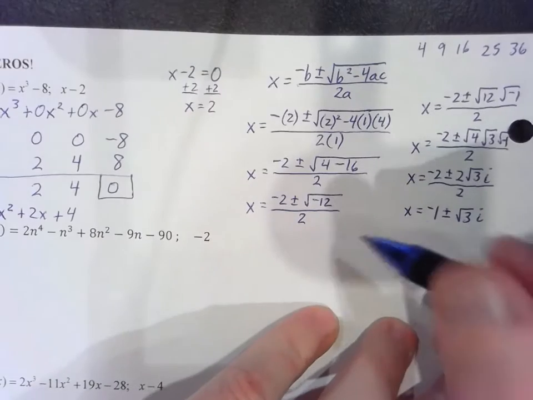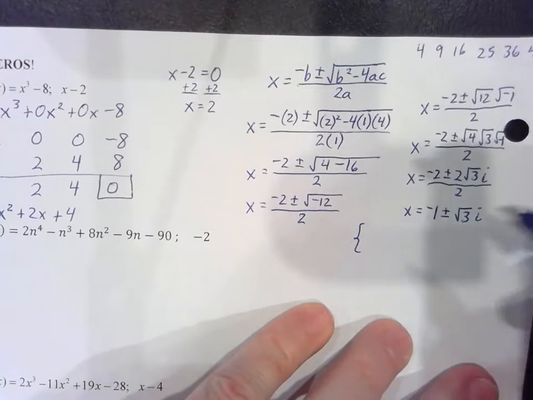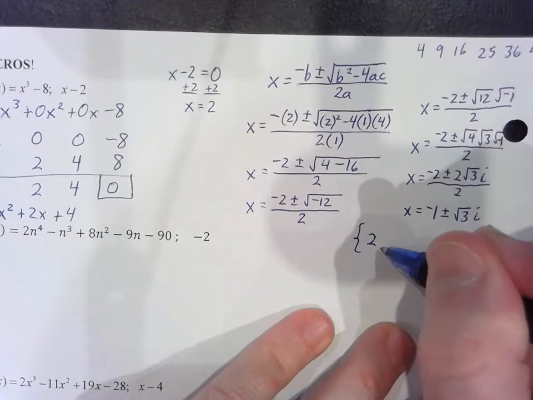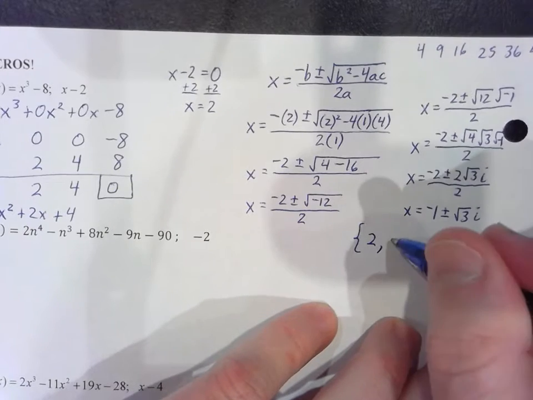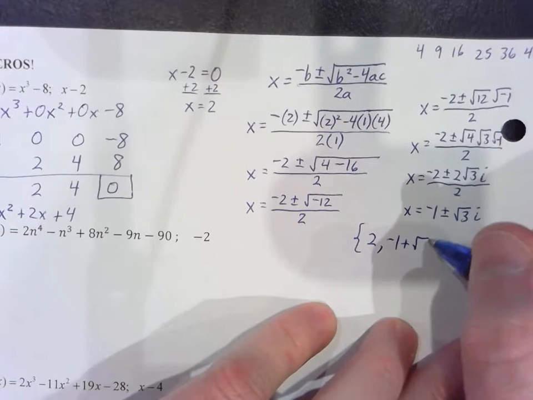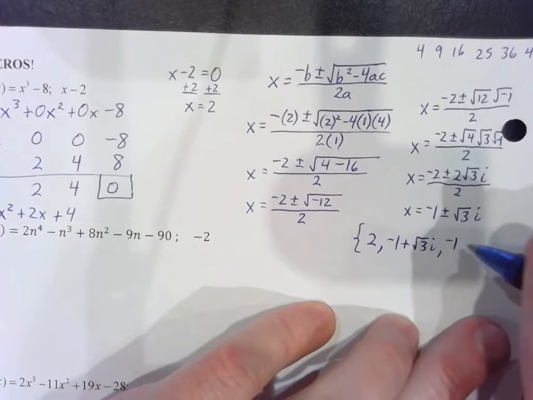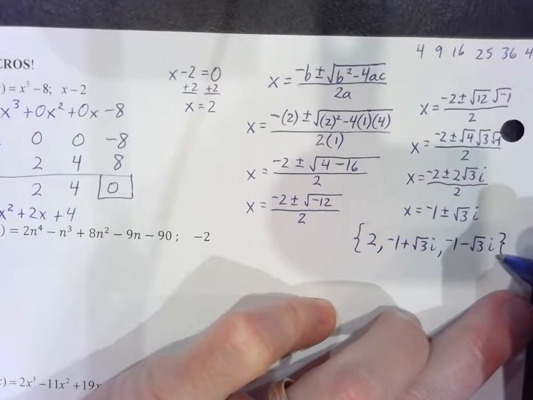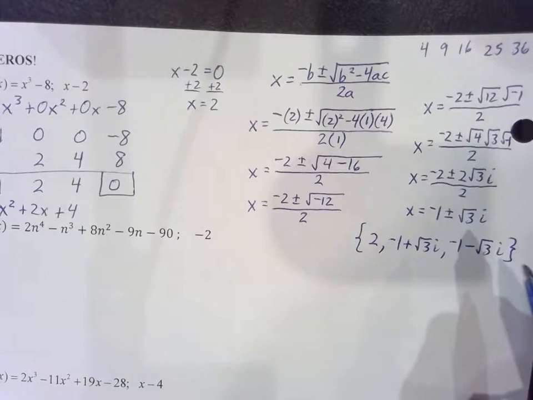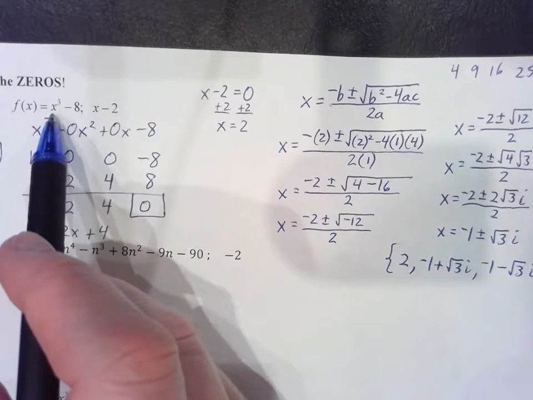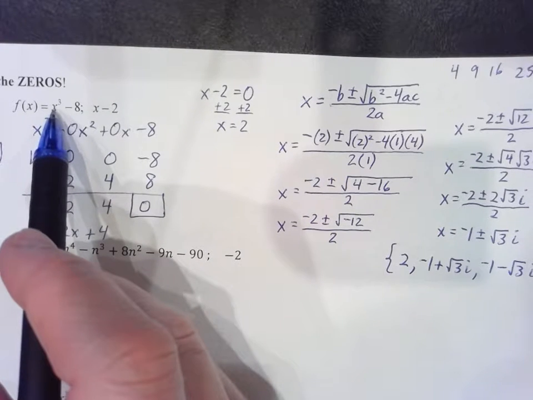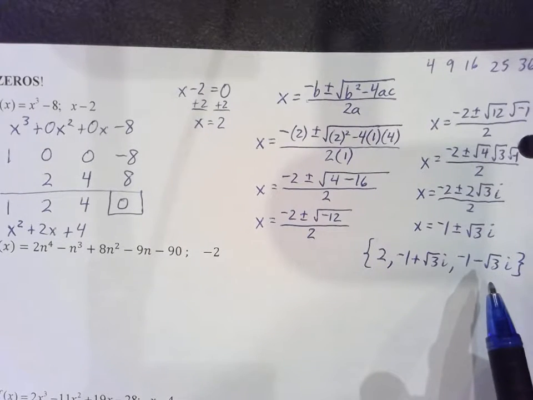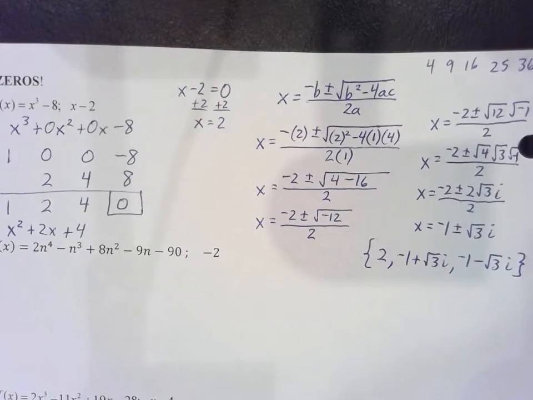As we list out the zeros, the original 0 that we were given was x equals 2. And now I have negative 1 plus square root of 3 i, and I have negative 1 minus square root of 3 i. So I found 3 zeros, and my original problem was an x to the third. The third power tells me that I'm expecting to find 3 zeros. Example 3 is now finished. Let's look at example 4.